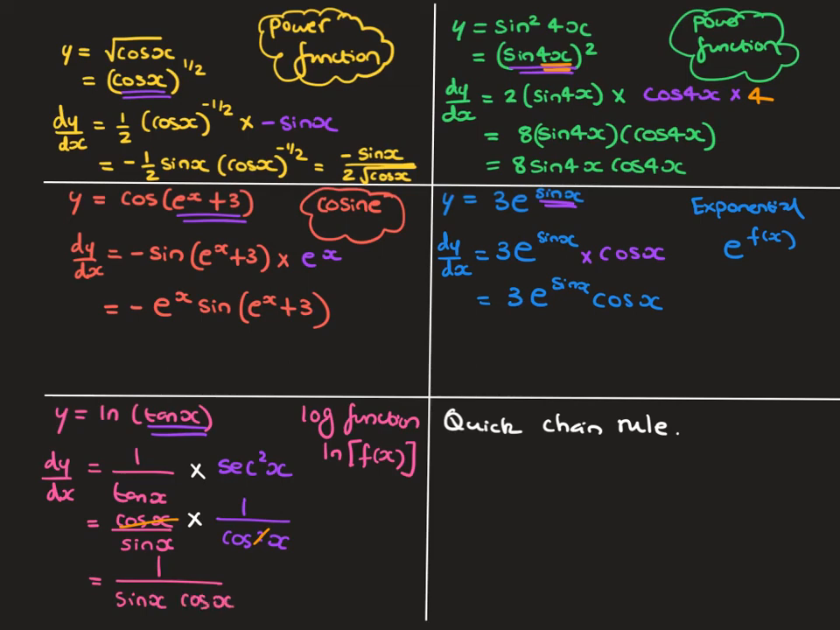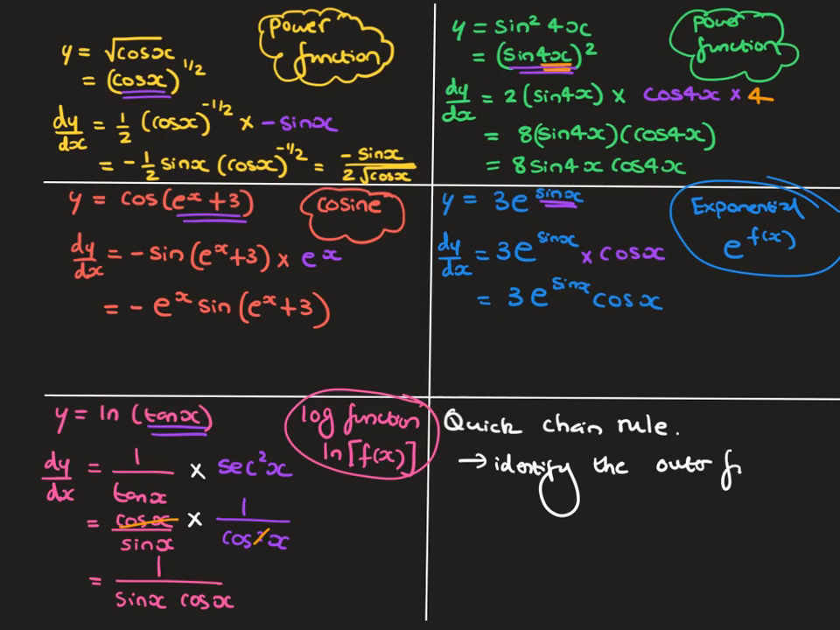So we had a log function here, and we had an exponential function in this question. So we have the quick chain rule. We need to identify the outer function first of all, and then identify the inner function. And then we can apply the rules for the chain rule very efficiently and very, very quickly.